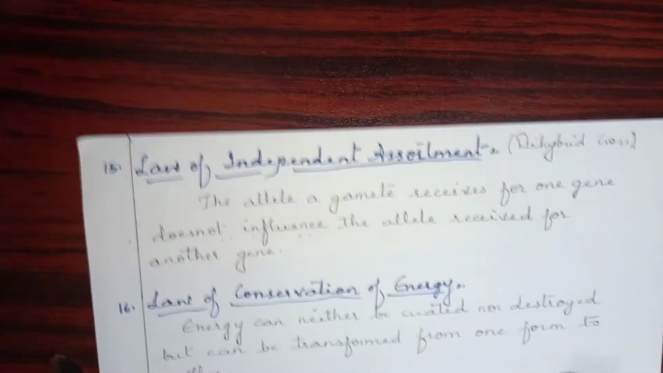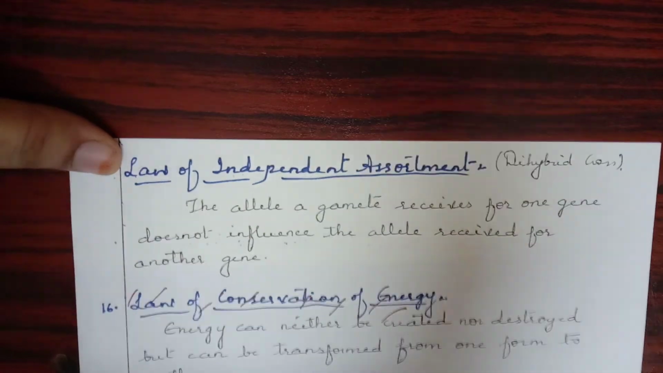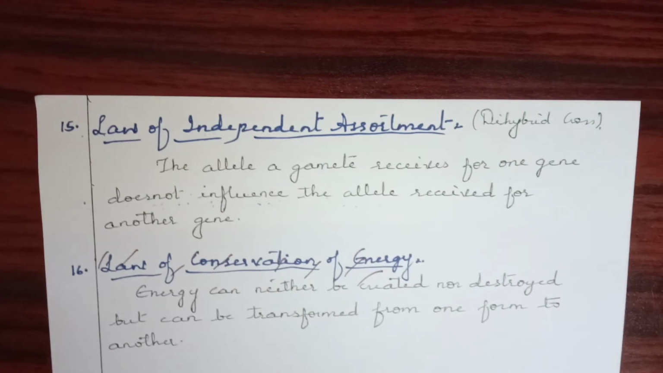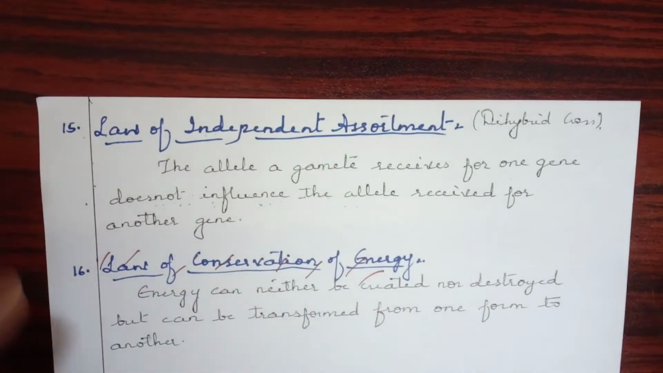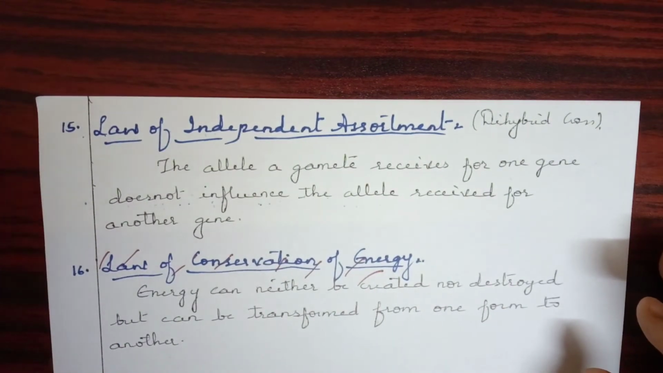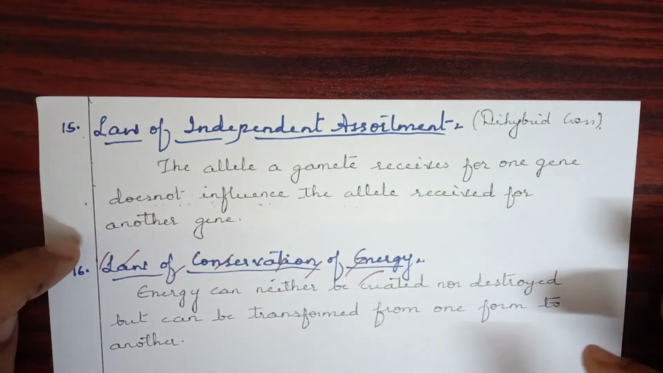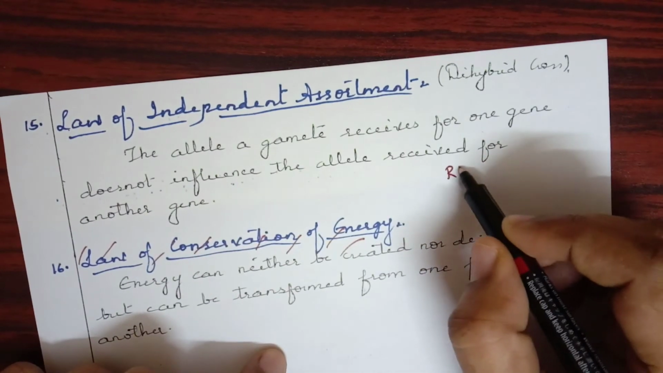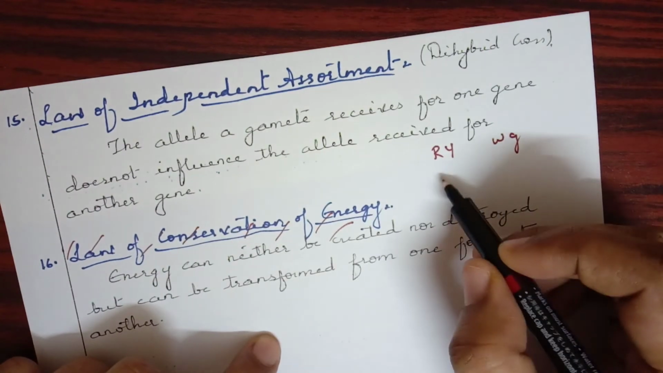Okay, so the last one over here, the law of independent assortment. This is also in relation to dihybrid cross. According to the law of independent assortment, the allele which a gamete receives, the gamete whichever it receives from whichever parent, is not influenced by the other allele. Like, as I said, round yellow and wrinkled green. This is the combination of parents we have taken.